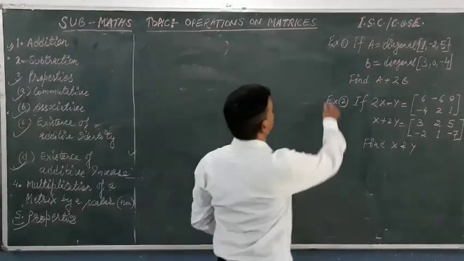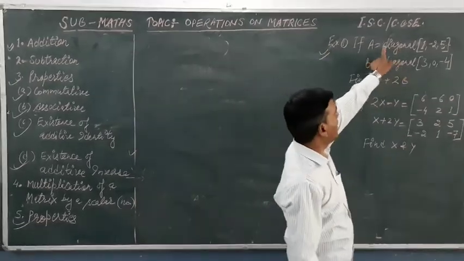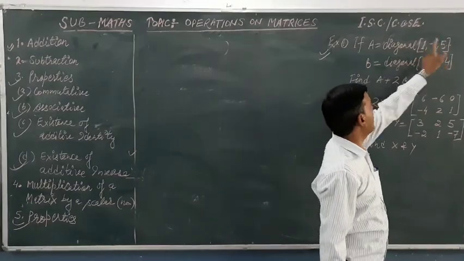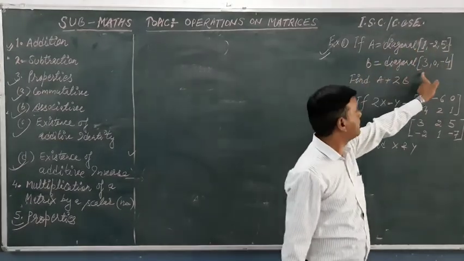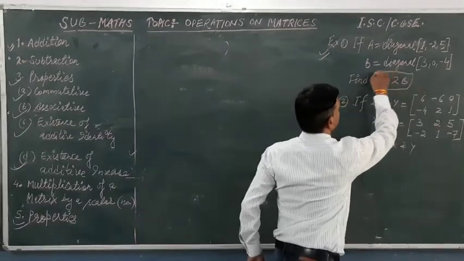Let me take this first one. See here, students, the first question. If A is equal to diag(1, -2, 5) and B is equal to diag(3, 0, -4), then you have to find A plus 2B.